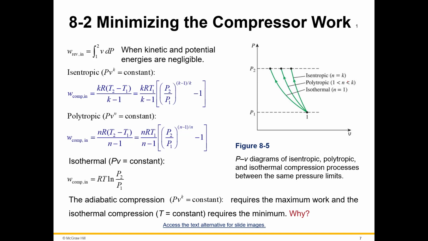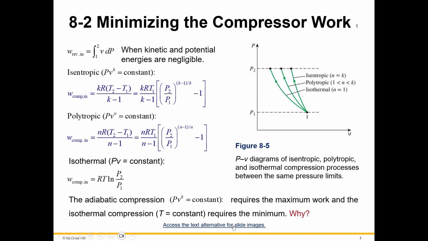Remember we talked about when kinetic and potential energies are negligible. There's a whole process here. Isentropic is when we're holding entropy constant, then you have polytropic when PV^n is constant, and then you have isothermal when PV is constant. I think I said in the last one 0. I hope I don't refer to it as 0. I don't mean it's 0. I mean constant when it says isen or iso. Okay. And then the adiabatic compression, PV^k equals constant, requires the maximum work, and the isothermal compression, where temperature is constant, requires the minimum.